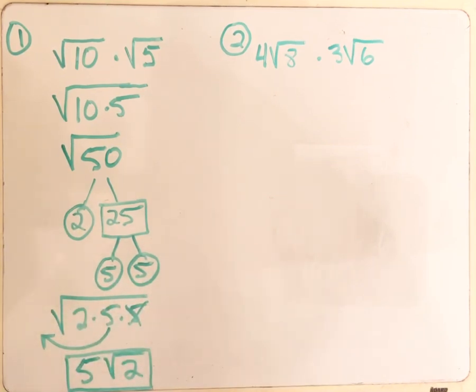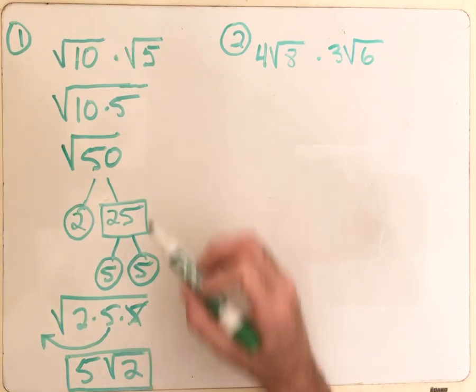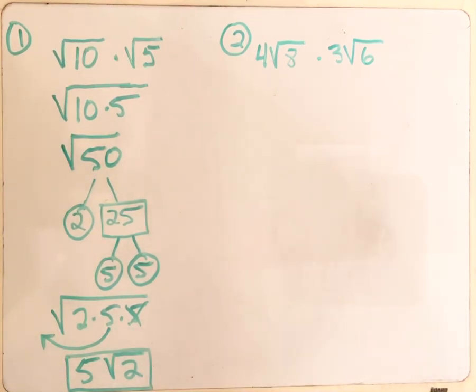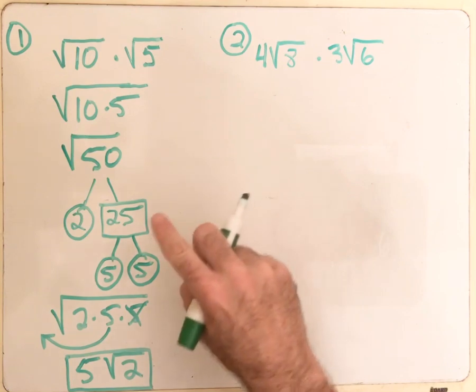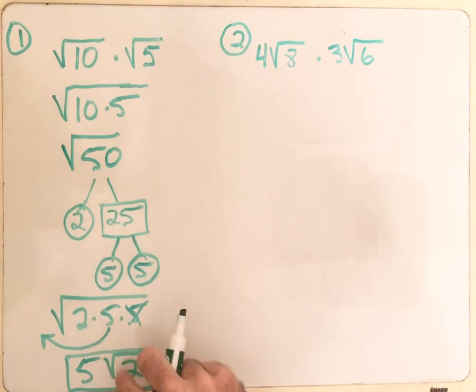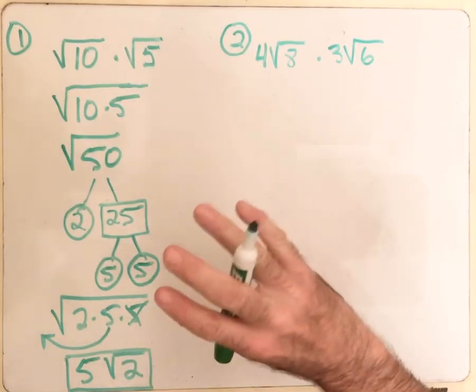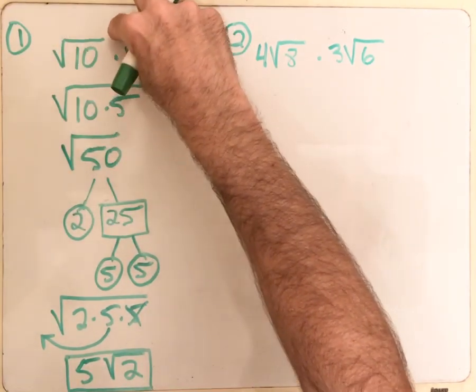To check my work here, I'm going to take this outside number and multiply it by itself. 5 times 5 is 25. 25 times 2 is 50. So we got a good answer here. The square root of 50 is the same as 5 times the square root of 2. So that's how we're going to do the ones with nothing on the outside.